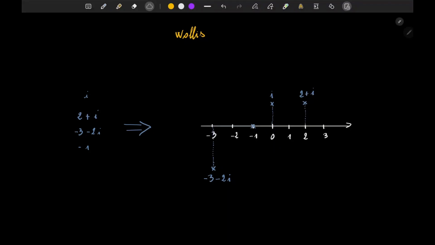A mathematician called Wallis proposed a way to think about complex numbers. By the way, complex numbers are a combination of real numbers and imaginary ones. For example, i, 2 plus i, minus 3 minus 2i, minus 1. Wallis suggested that we should think about the real part of the complex number as usual real numbers on the number line, and the imaginary part as a vertical distance corresponding to the value of the imaginary part.